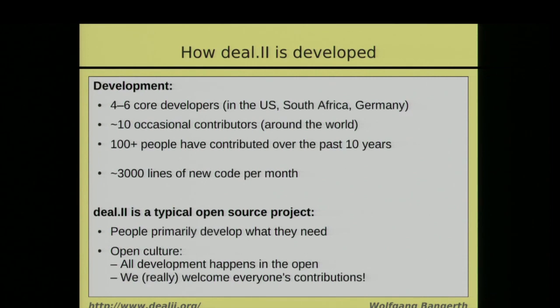deal.II is a typical open source project. There's a small number of people who run this project, but then there's a significant number of other people who need functionality for whatever they do right now. If you need to implement something that is general enough that you think other people could use it too, they often contribute it to deal.II, and then it becomes part of the software library. This is essentially how open source software works. Somebody has an itch, and they scratch it, and the code that is produced as part of this becomes part of the project.